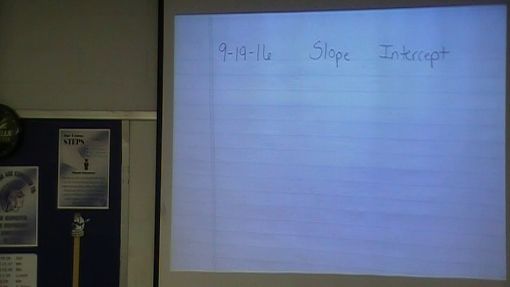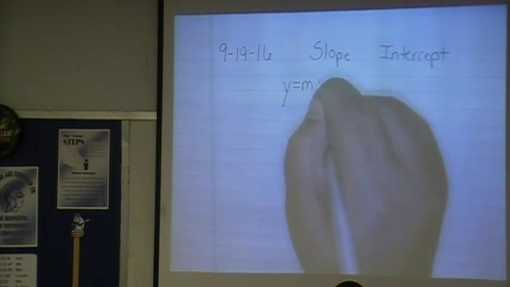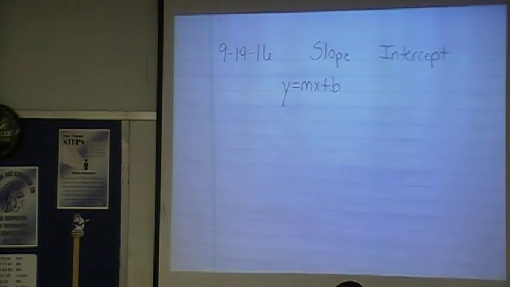Slope intercept. We've been talking about slope. There's two equations that are famous equations with slope. The first one is slope intercept. It looks like this: y equals mx plus b. Now, Miss Petite, what the heck is that? We're going to look at all these letters, and when we go through it, you'll be like, oh, okay.